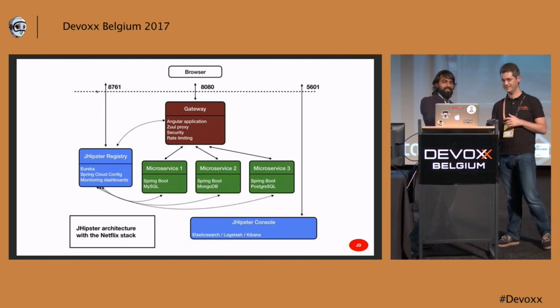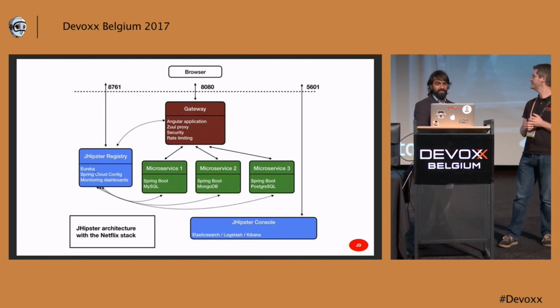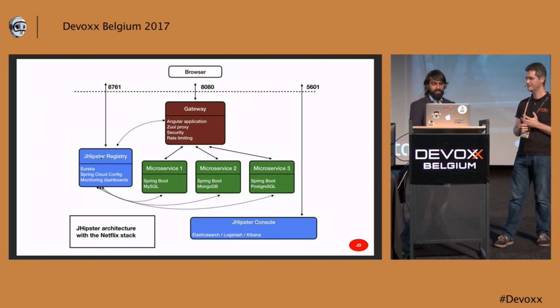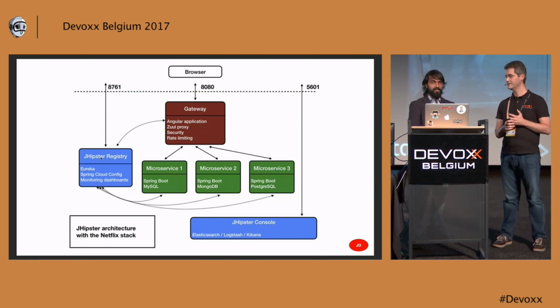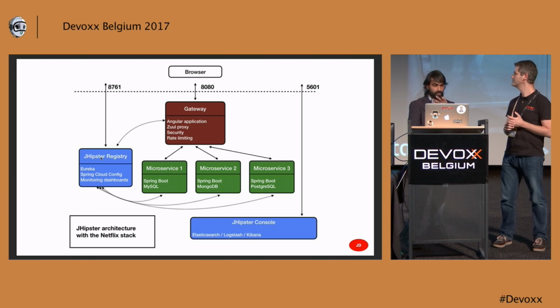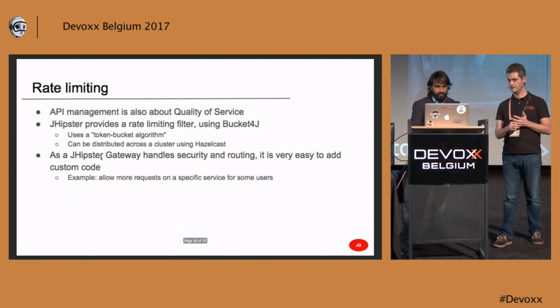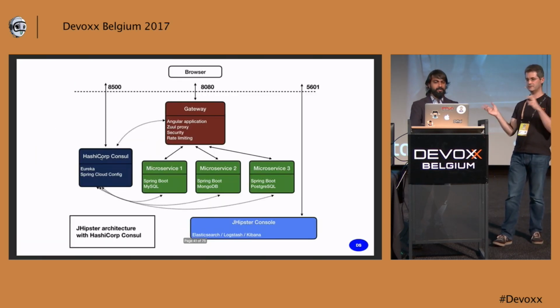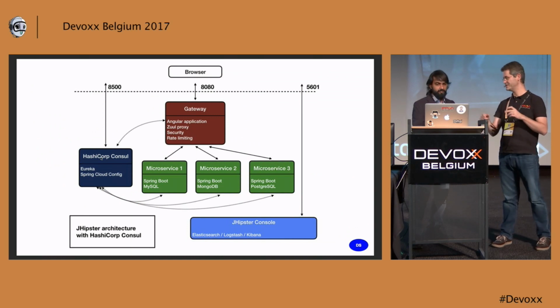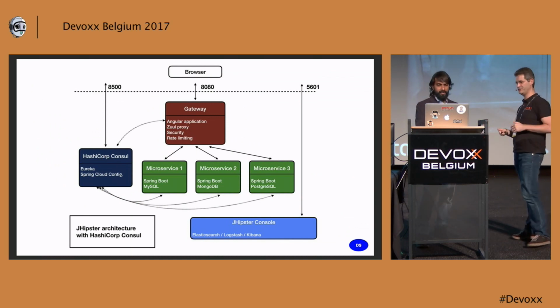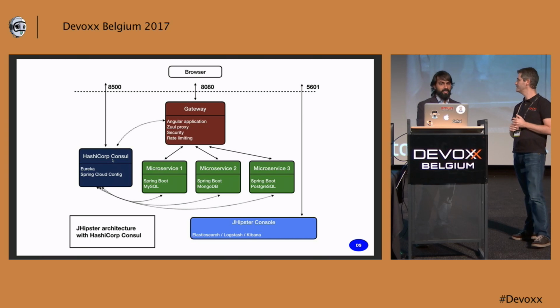So with Consul, the architecture slightly differs. You can see in the earlier architecture, let me quickly go back, here. The blue part is what Consul replaces. It was the JHipster Registry with Eureka, Spring Cloud Config, and monitoring dashboards, which was a custom-built monitoring dashboard. And we're going to replace most of the little boxes, one after each other. So this is now replaced by Consul.